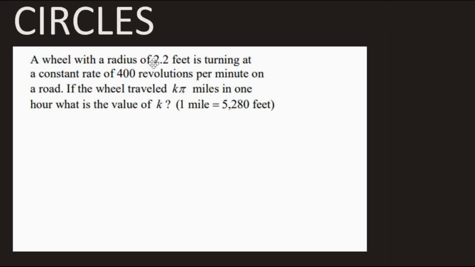A wheel with a radius of 2.2 feet is turning at a constant rate of 400 revolutions per minute on a road. If the wheel traveled k pi miles in 1 hour, what is the value of k? Given 1 mile is equal to 5,280 feet. You may pause for a while and try to do it before we see the discussion.